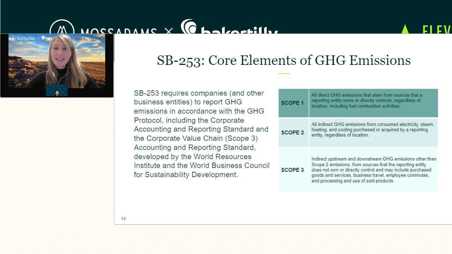And then Scope 3 is the catch-all for all other indirect upstream or downstream greenhouse gas emissions that haven't already been captured in a company's Scope 2 emissions. There are 15 categories. These include things like purchased goods and services, emissions from business travel, employee commuting, the processing or use of sold products, waste generated in operations, and a number of other categories.